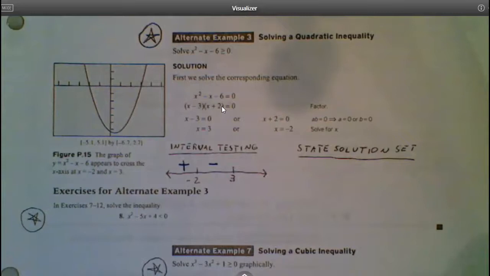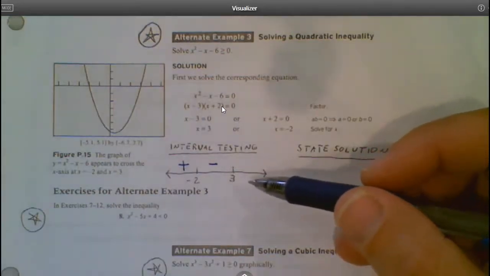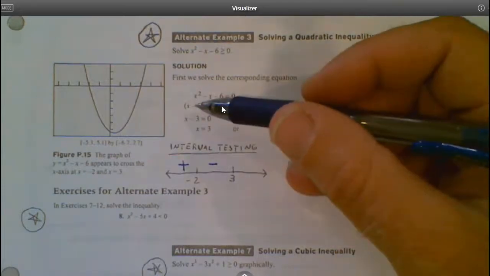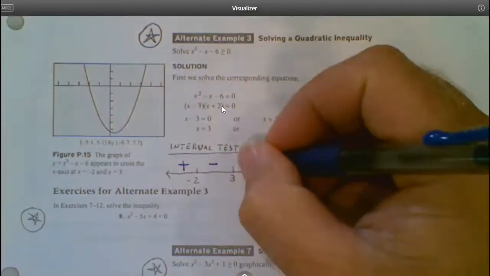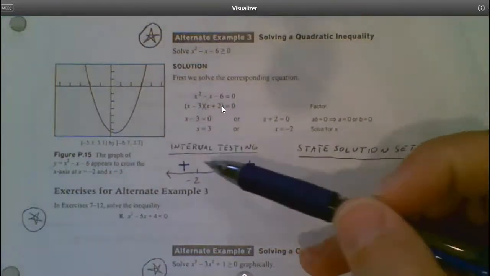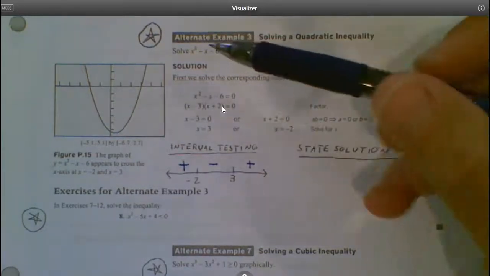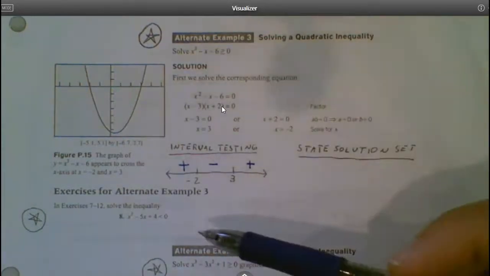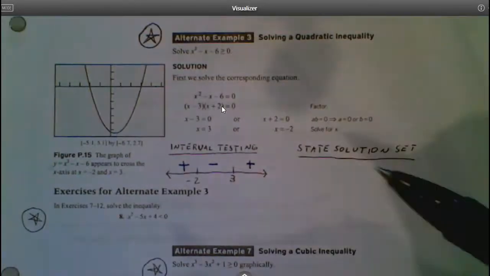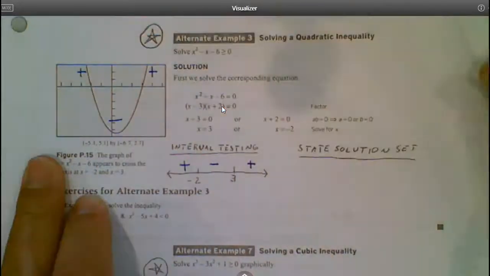So that portion of the graph is negative. Anything greater than 3, so to pick a number like 4 and plug it in for x, you're going to come out with a positive result. So what this tells me is this area and this area is the portion of the graph that is greater than 0, right? Those are the positive areas of the graph. So in terms of this graph, here's where it's positive, here's where it's negative, and here's where it's positive, right?